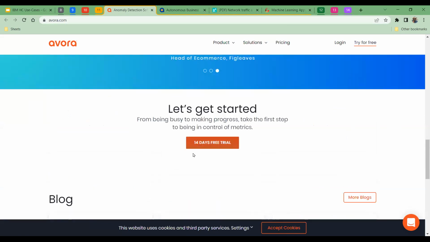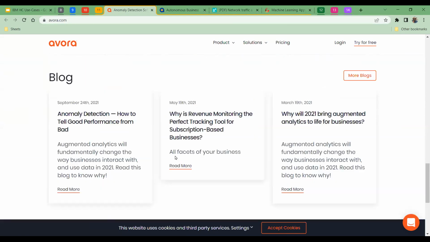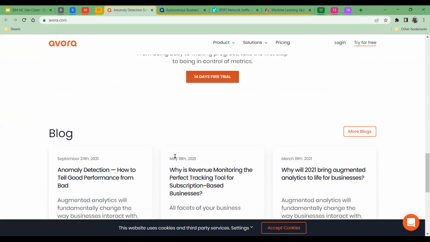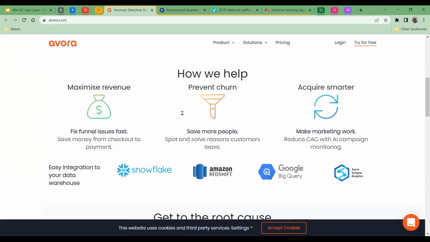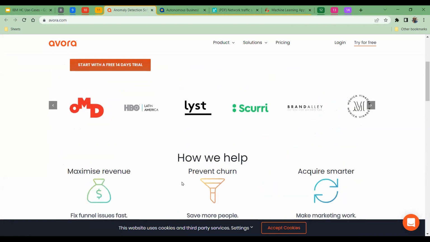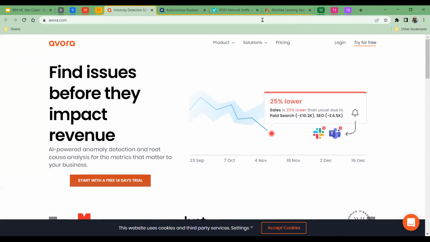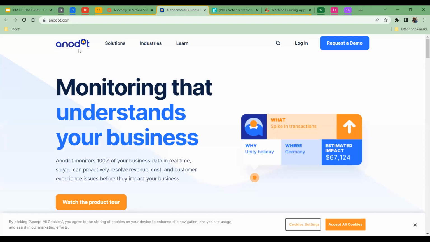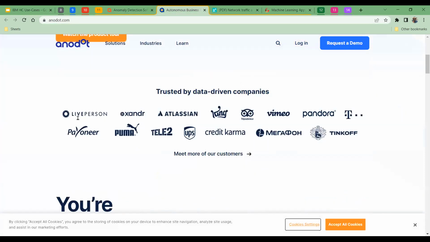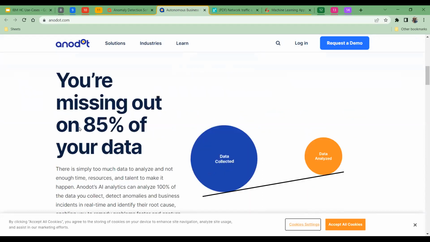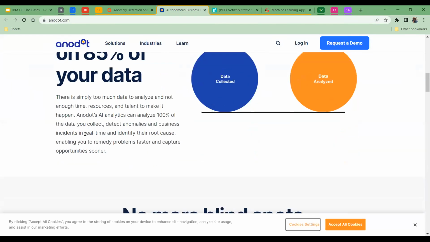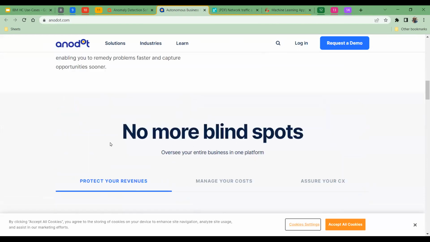They also offer a 14-day trial. And they are not only detecting the anomalies, they can also prevent them. There are a lot of solutions they are offering, like anomaly detection and root cause analysis, and why it's coming, they have one more product for that. And we have another one called Anodot. This is also the same, where it will detect the anomalies, and it will also analyze more things like how it's coming, and it will also analyze more blind spots.